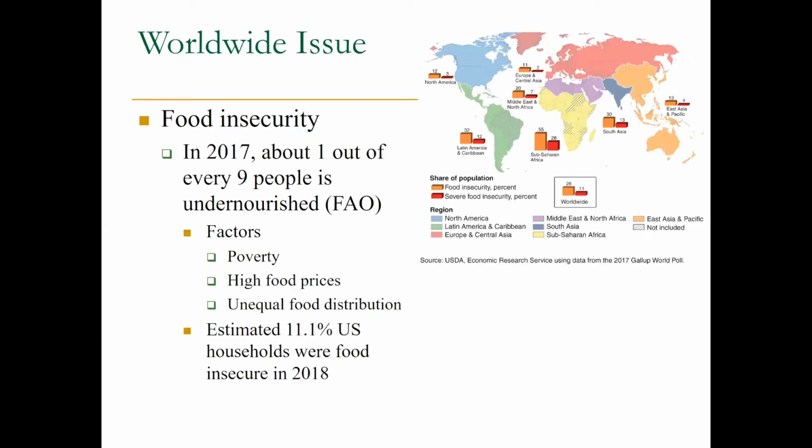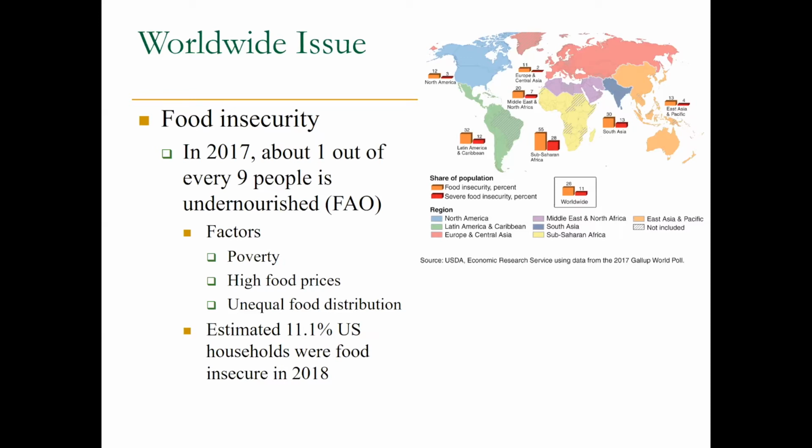Just a background about food access and the food insecurity issue. This is actually a worldwide issue. I just listed some of the data here. In 2017, FAO estimated that 1 out of every 9 people is considered undernourished. Studies have identified 3 major factors related to food insecurity. The #1 issue is always poverty, and some other factors are related to high food prices, and also unequal food distribution.